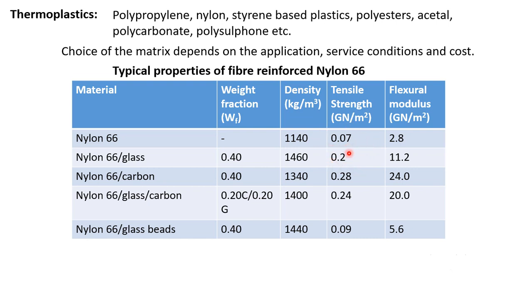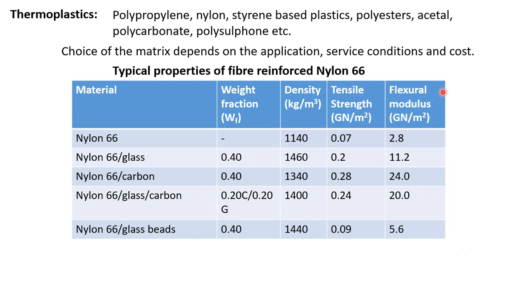and this composite has got 0.2 with carbon fiber, 0.28, and with glass and carbon fiber, 0.24. So it comes somewhere in between these two, and with glass beads we can get 0.09. So we can see that glass beads do not strengthen as much as the fibers.